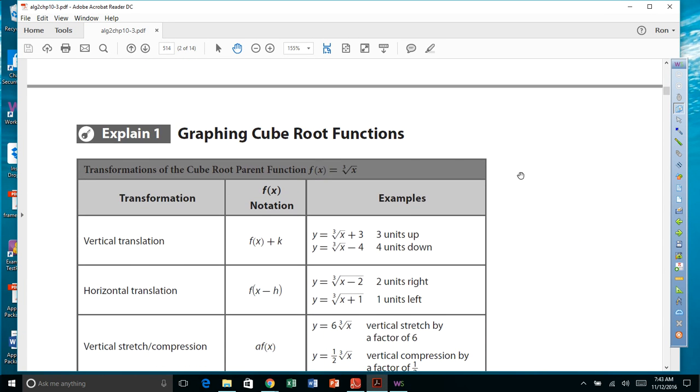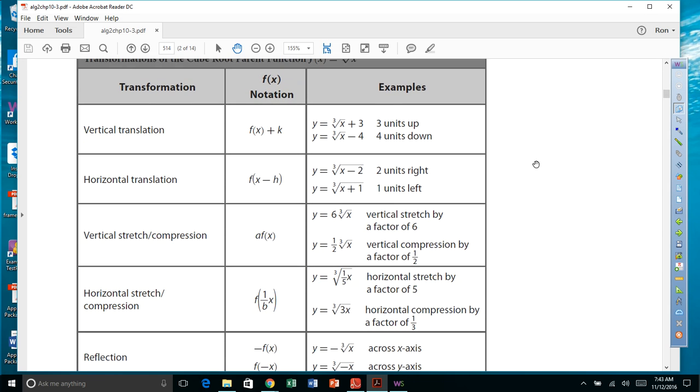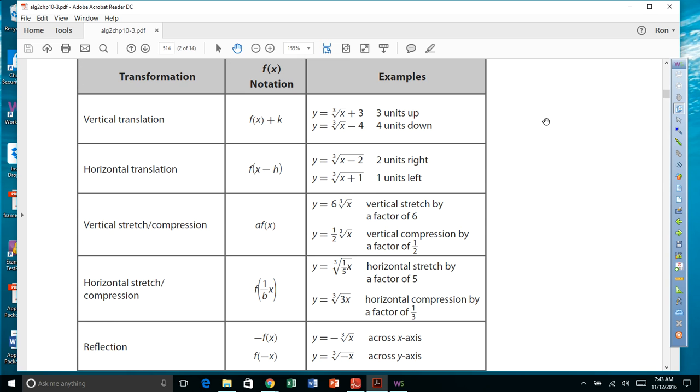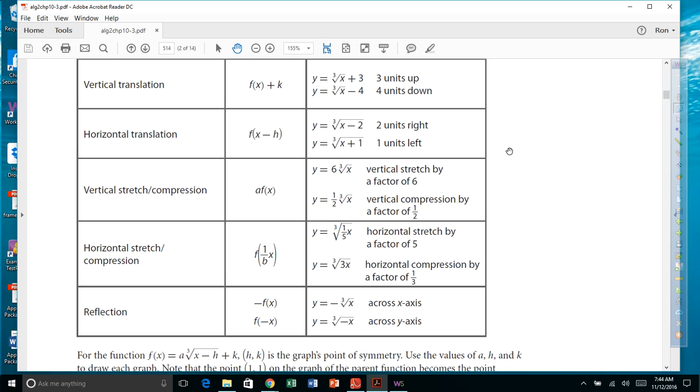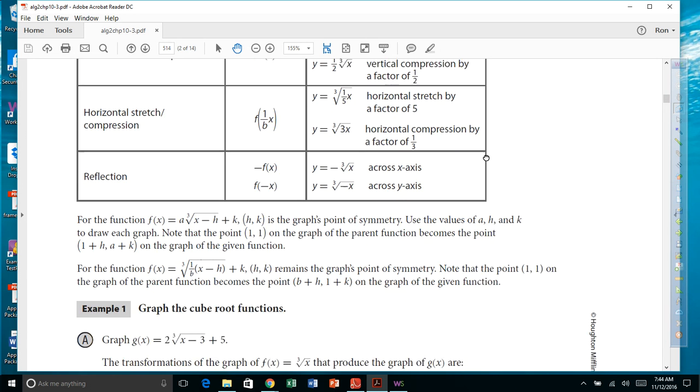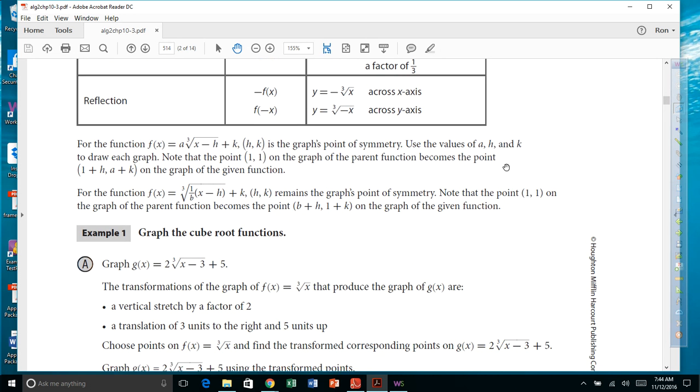Graphing cube root functions. Here we go. K moves it up and down. H moves it right and left. A, vertical stretch or vertical compression. B, horizontal stretch or horizontal compression. And don't forget the reflection. A negative A will reflect it across the x-axis, and a negative B will reflect it across the y-axis.